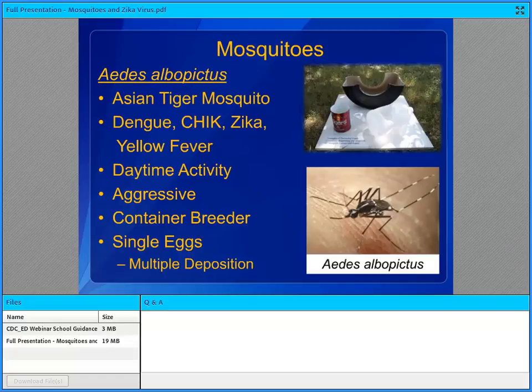They will feed on just about anything that moves, not just people, but they'll actively feed on other mammals and birds as well. They prefer to lay their eggs singly in artificial containers, but will also lay their eggs in more natural settings like a tree hole that has been filled with some rainwater.